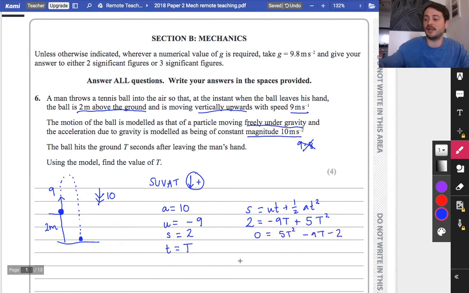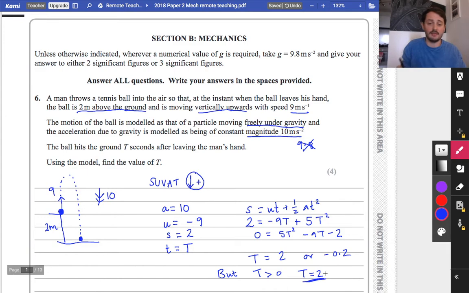And then I'm going to be really lazy, and you should all be doing this too. I'm going to go to my calculator, put my quadratic solver on, and put in my coefficients of 5, minus 9, and minus 2. The values that I get are that t equals 2 or minus 0.2. But clearly we can't have a negative time, so t has got to be greater than 0. So we're going to just say that t equals 2.